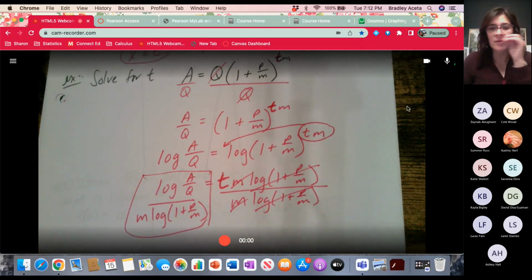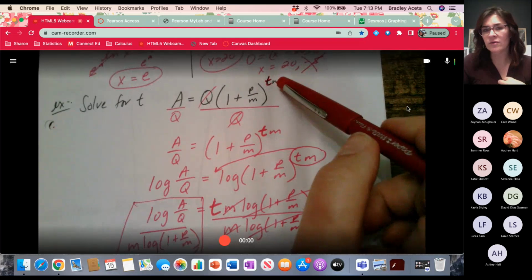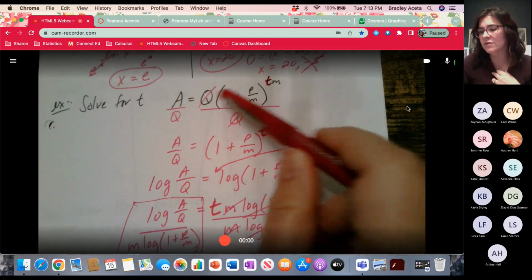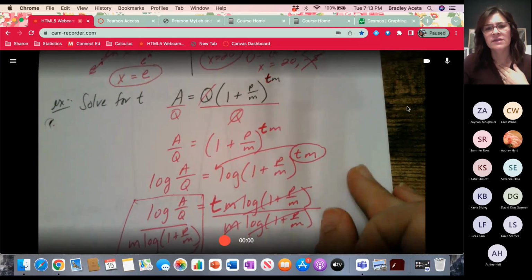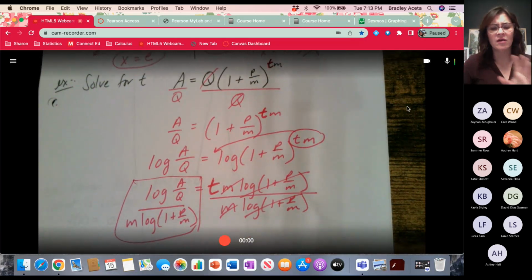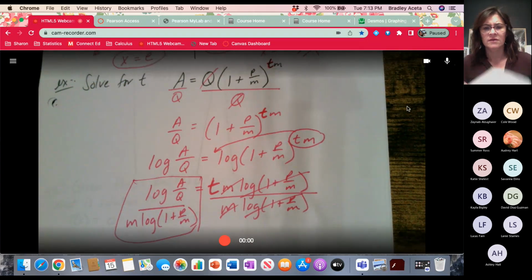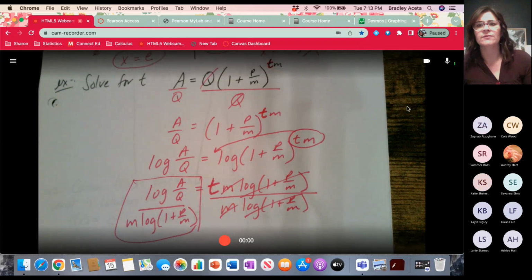It looks complicated, but if you can get the part that has the exponent by itself as much as you can, and if there's a letter in front, you can divide it out, it's not a terrible problem. And then you just log both sides and it makes it much, much easier.